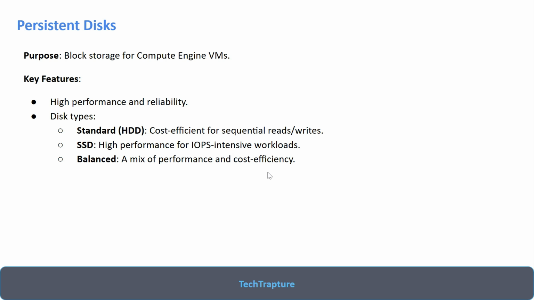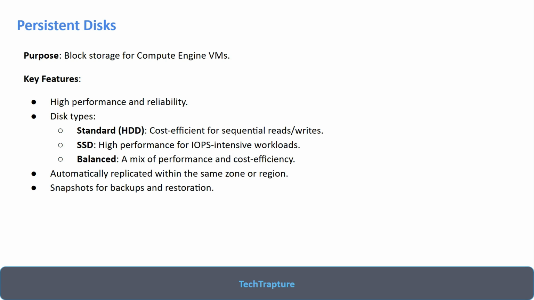And there are balanced disks as well, which provide a mix of performance and cost efficiency, and your data is automatically replicated within the same zone or a region. If you are configuring the replication, you can use snapshots for backups and restoration. So you can take a snapshot on an incremental basis. You can take snapshots daily, weekly, and schedule the snapshot policy for your disk. The use cases: databases, web servers, and applications. This is about persistent disk.